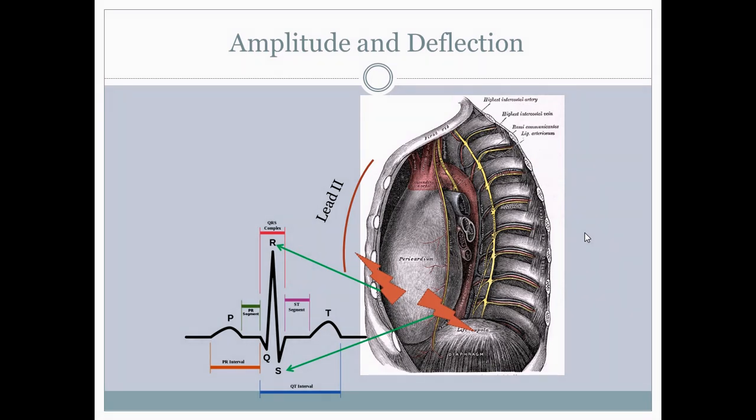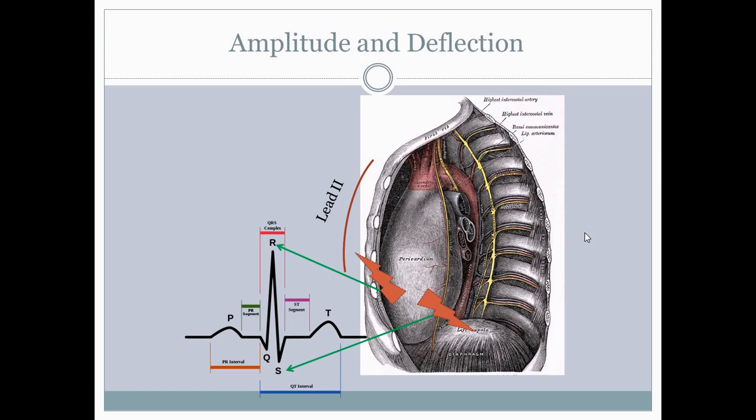Amplitude and deflection. This is where we get to discuss why R and S don't happen at the exact same time, despite the walls of the ventricles contracting at about the same time. Recall that the left ventricle is larger because it must pump the blood into the systemic circulation, whereas the right ventricle pumps blood into the pulmonary circulation, where there is much less pressure and less space to fill.